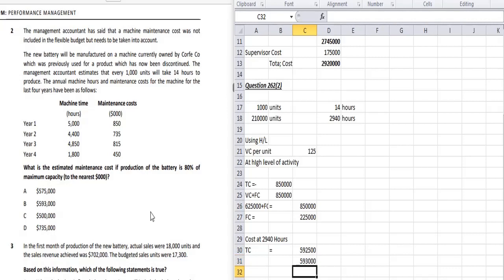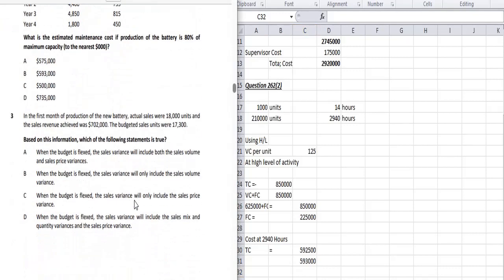Okay, next question, a theoretical one. Based on this information, which of the following statements is true? In the first month of production, the new battery's actual sales were 18,000 units and the sales revenue achieved was 702,000. The budgeted sales units were 7,300. Based on this information, which of the following statements is true? When the budget is flexed, the sales variance will include both sales volume and sales price variance. First let's read out the options.